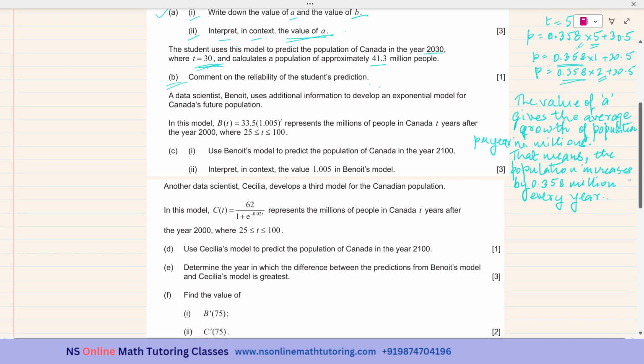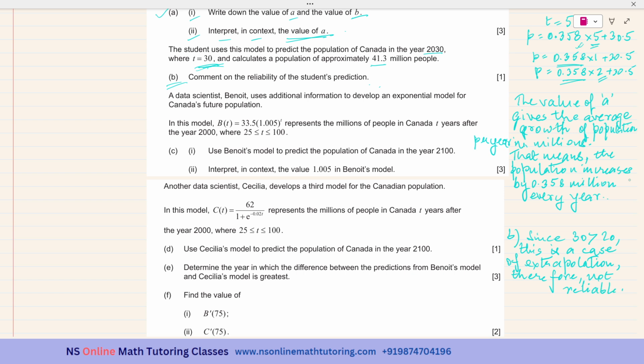So it is B. Since 30 is greater than 20, this is a case of extrapolation. Therefore, not reliable. Okay.